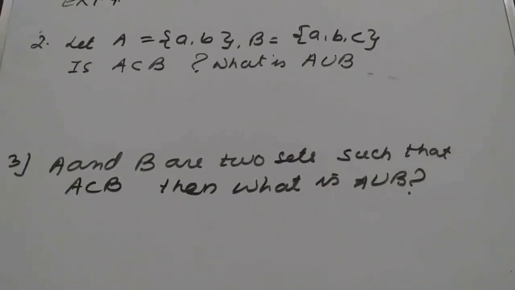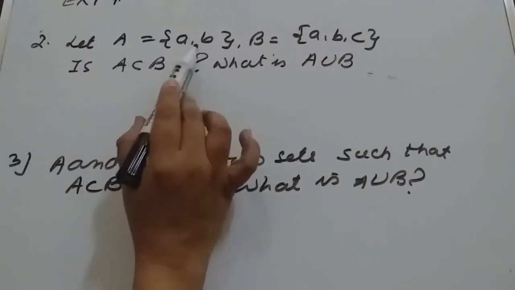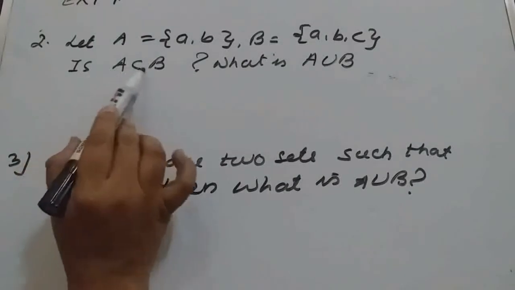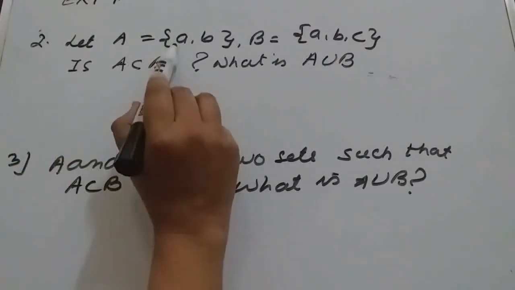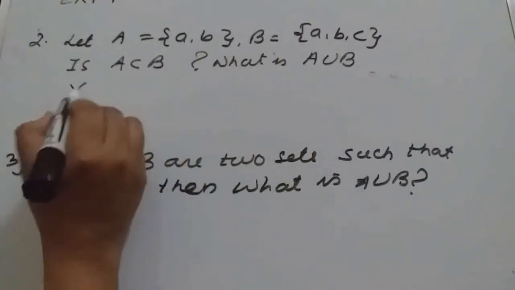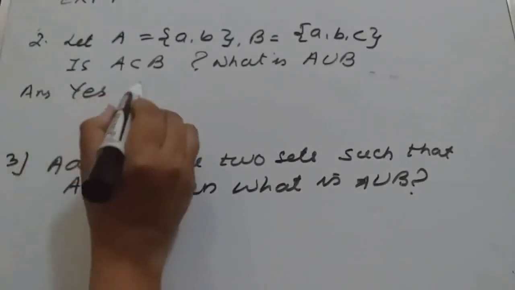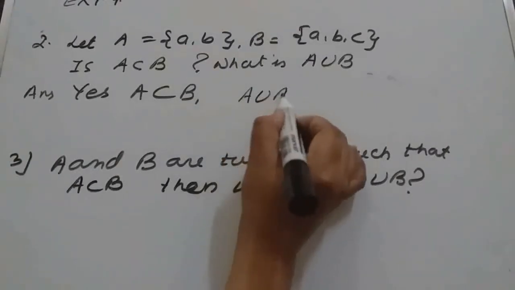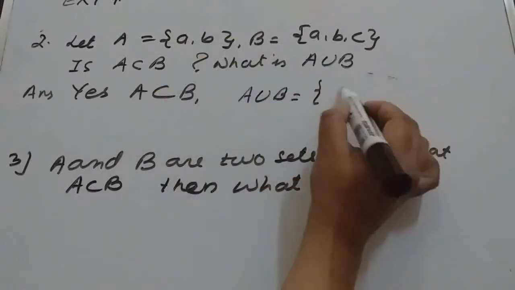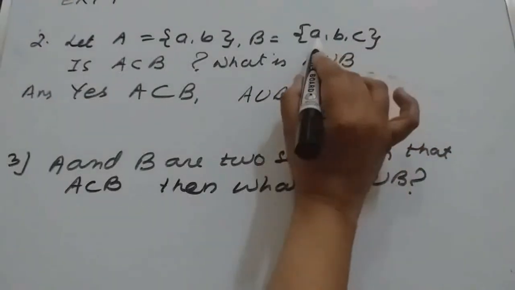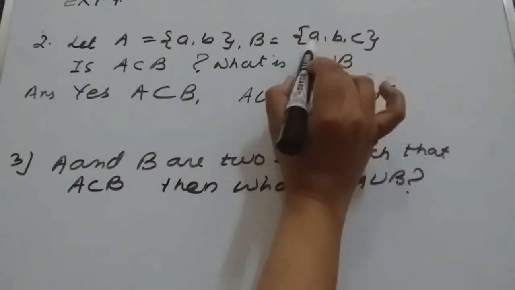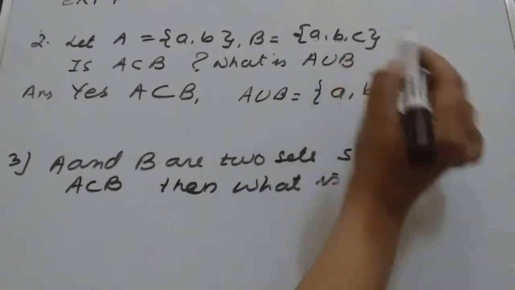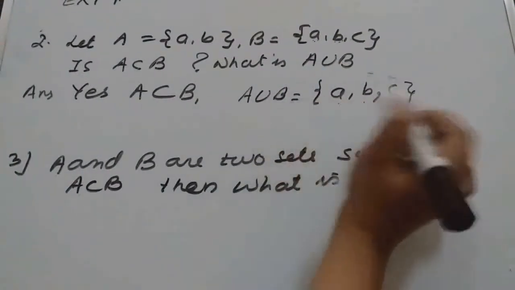Question number 2: A is given as {a, b}, B is {a, b, c}. It is asked, is A a subset of B? Yes, because all the elements of A are there in B. So we will write the answer yes, A is a subset of B. Then what will be A union B? See, you can check, write all the elements of the first set and then the second set. In the second set a and b we already wrote, so we won't write a and b again. Then the only element left is c.